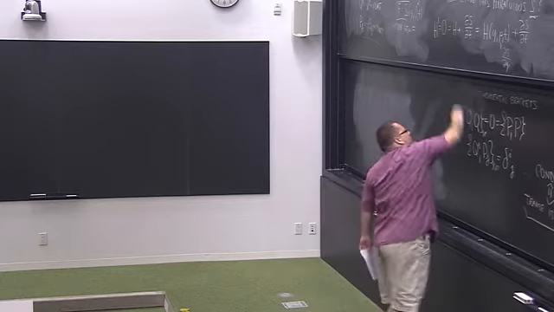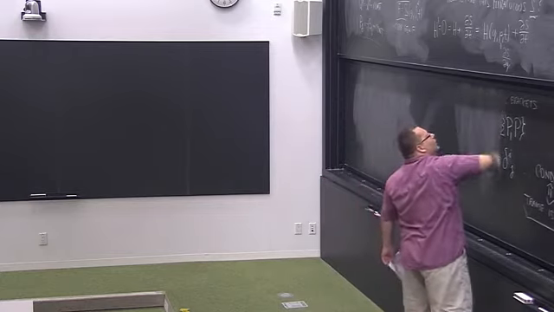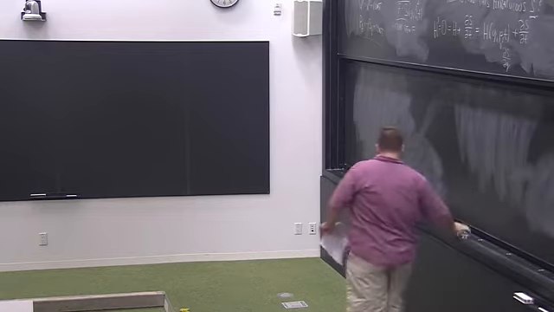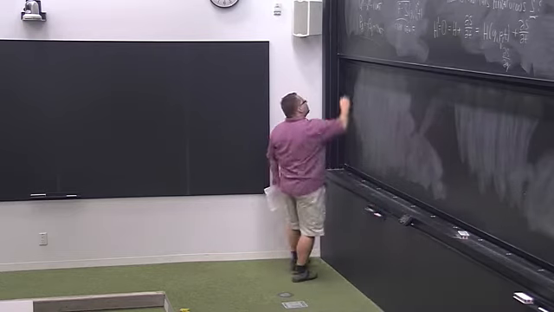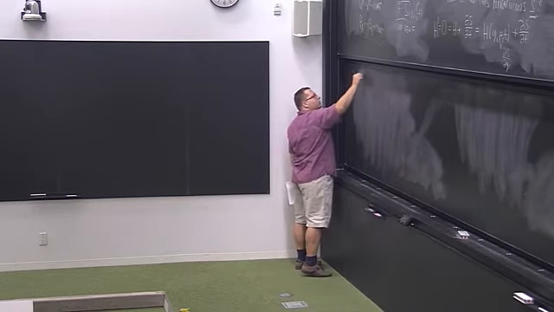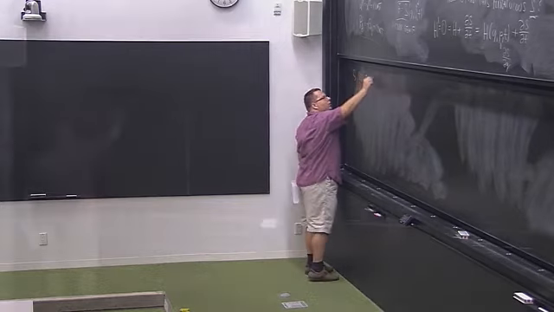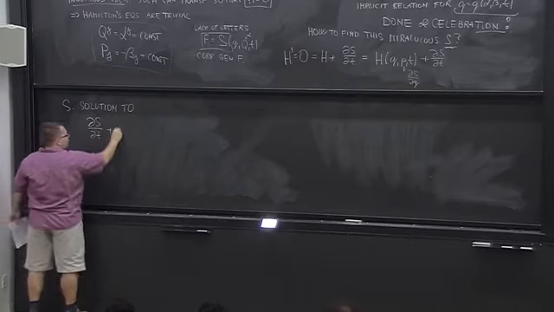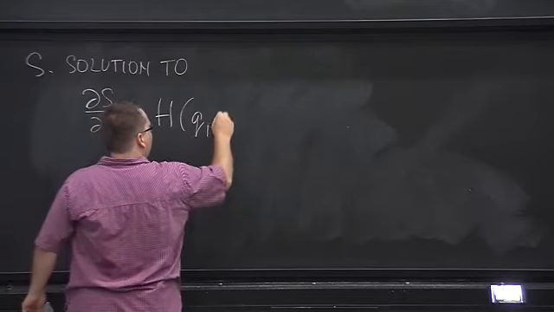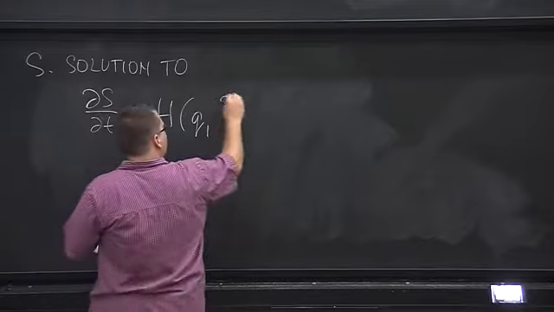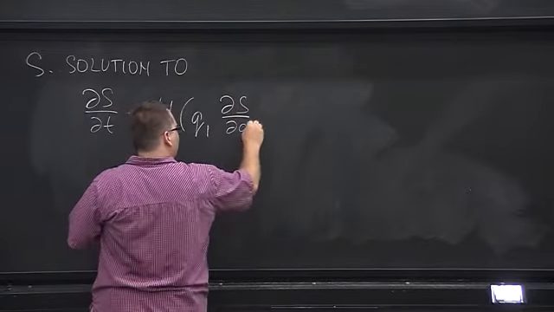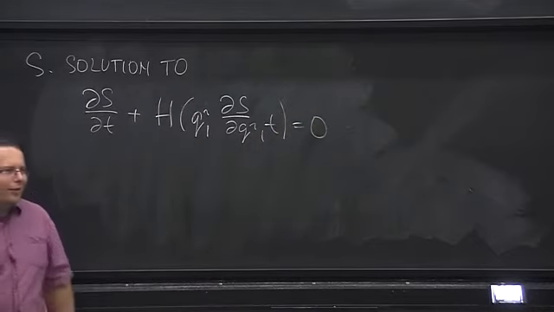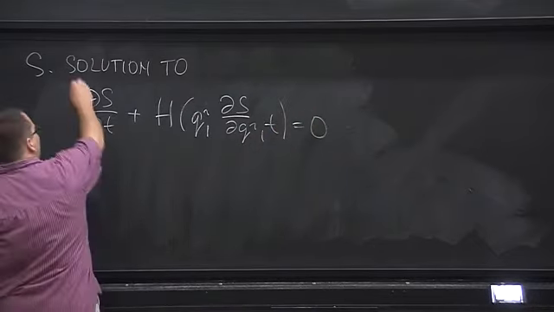And so we find that our function S is simply given by a solution of this equation, which I wrote down. So let me write it again. So S is a solution to the equation dS over dt plus H of q, and then in terms of p, I write dS over dq, and t, and this is equal to 0. And that's the famous Hamilton-Jacobi equation.